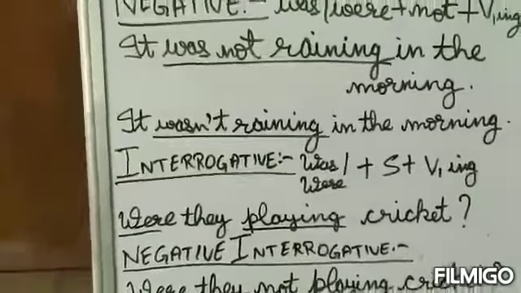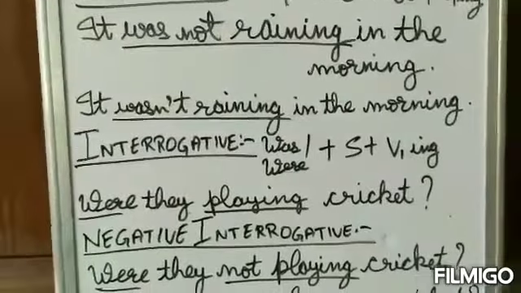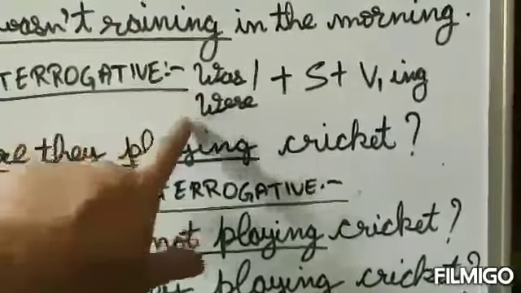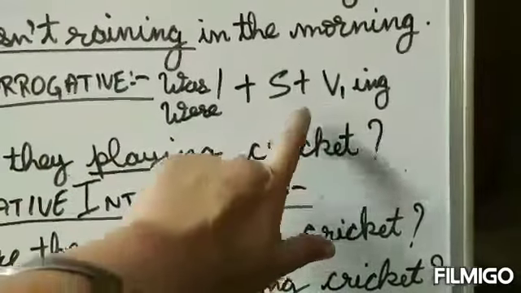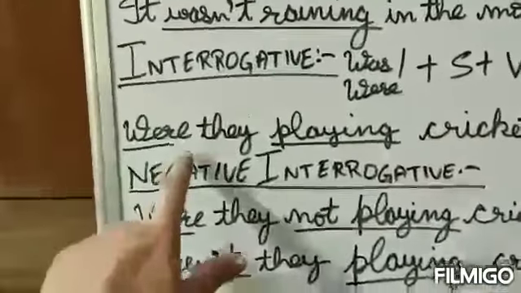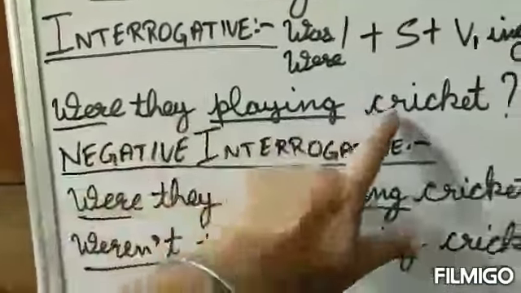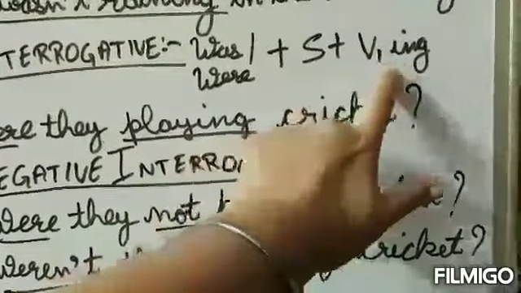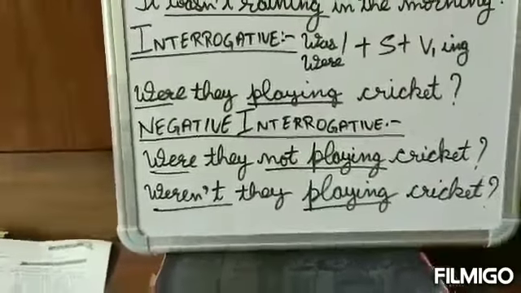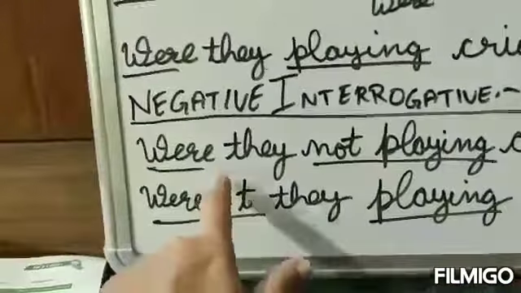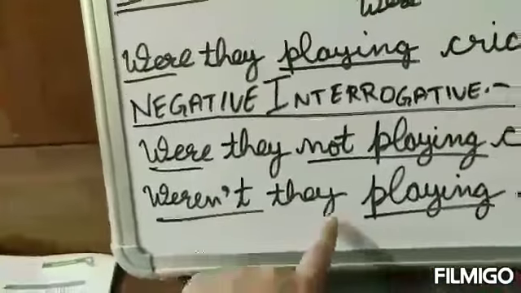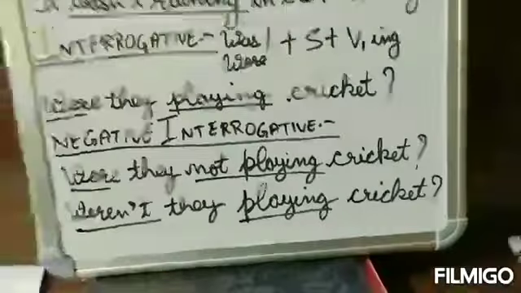If we want to change these sentences into interrogative forms, how to write the interrogative forms of past continuous tenses? Helping verb was or were plus the subject plus ing form of the verb and the rest part of the sentence. Were they playing cricket? Then the negative form of interrogatives, just introduce not. Okay, were they not playing cricket, or weren't they playing cricket?